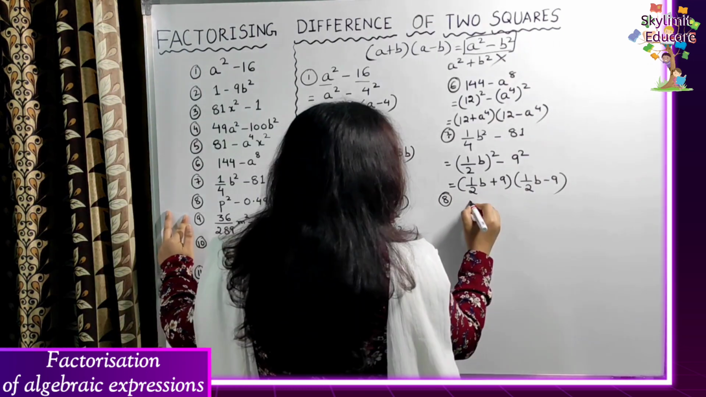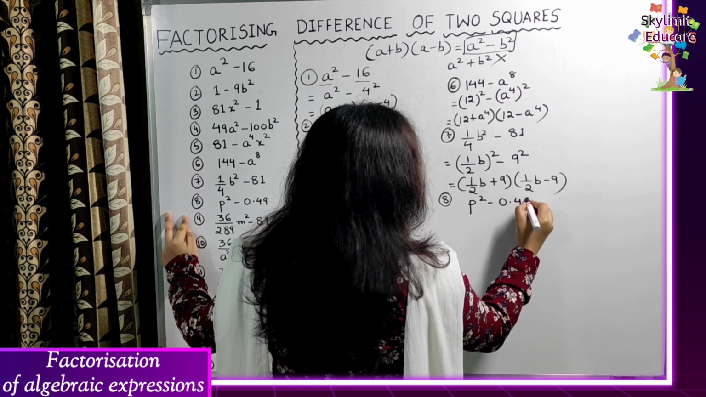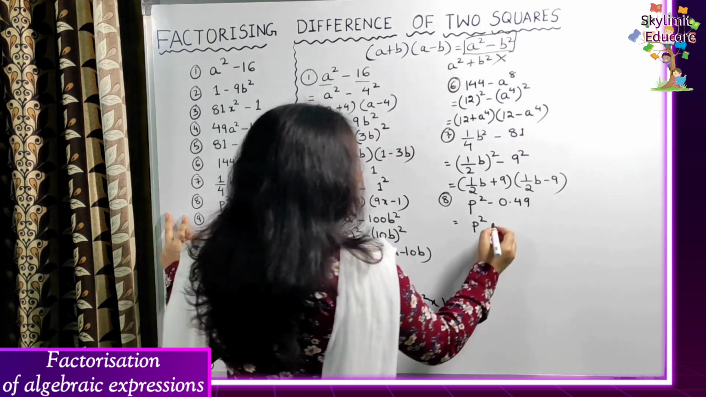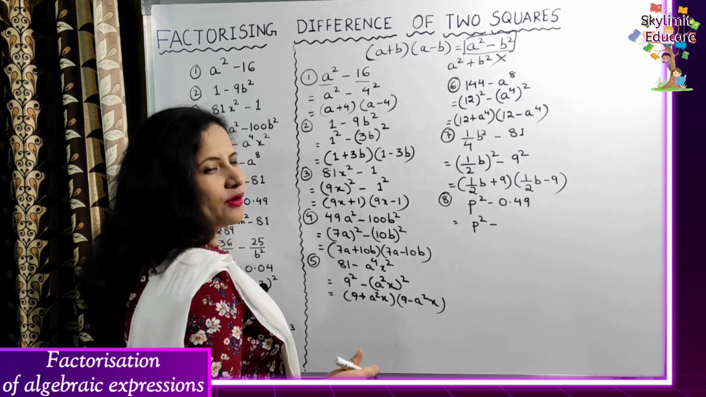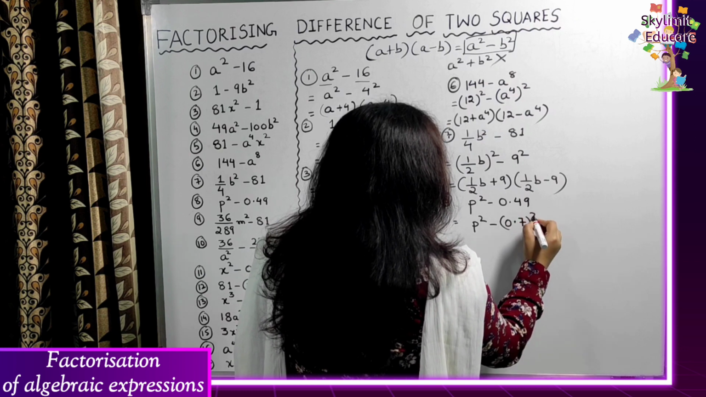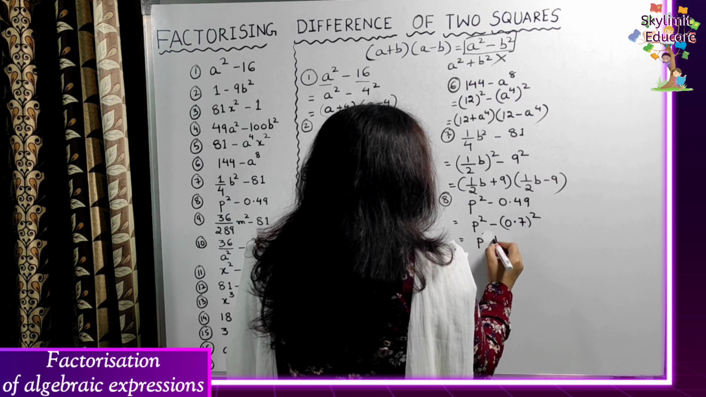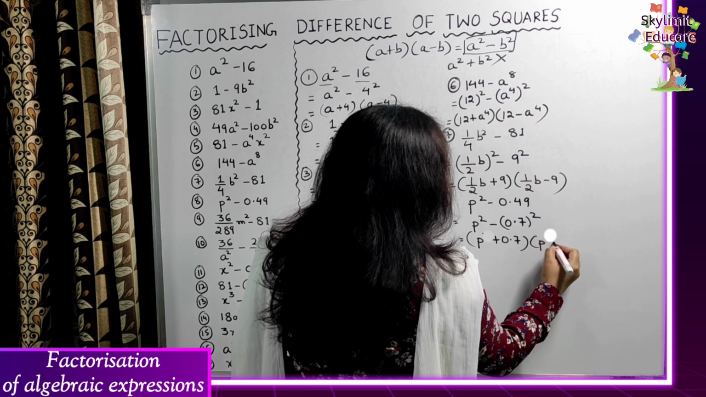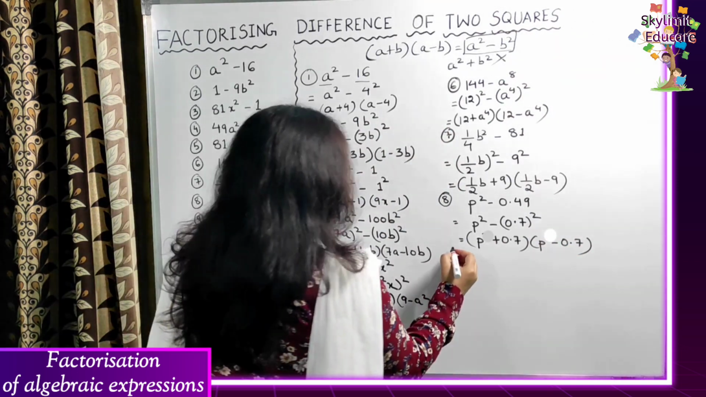P square minus 0.49, right? So obviously p square is the square of p, clear? And 0.49 is a perfect square of 0.7. So if you take the square of 0.7, you will be getting 0.49. So this is also a perfect square only. Yes? Now number 9.